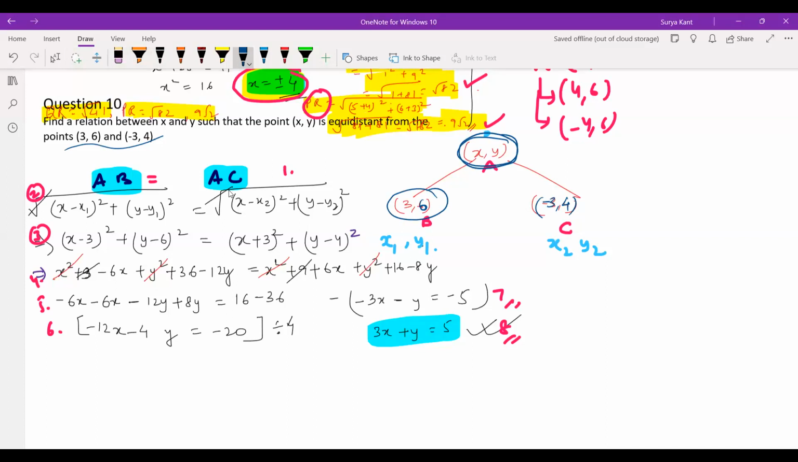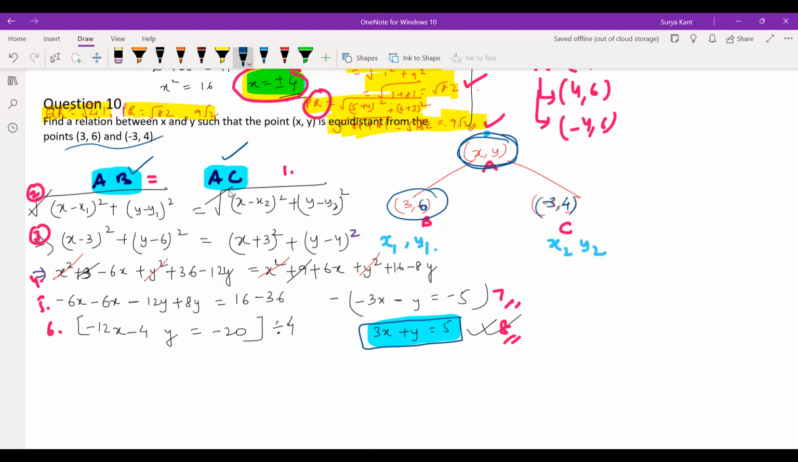In this case, AB is equal to AC. Now, using the distance formula, finally we got 3x plus y is equal to 5.